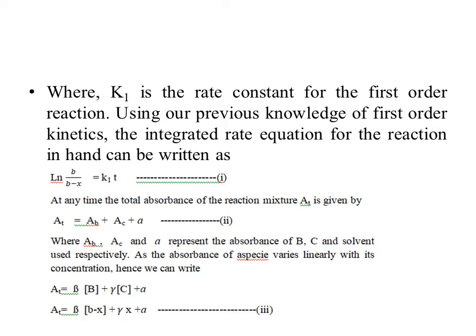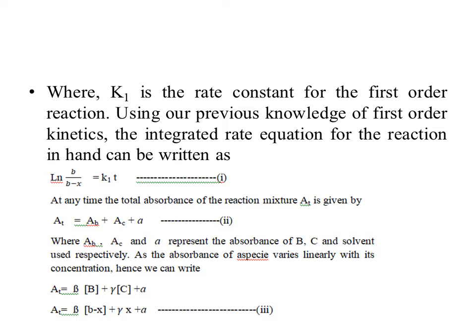Now, dear students, we have already discussed the kinetics of first order reaction in previous lectures, and using our previous knowledge of first order kinetics, the integrated rate equation for the reaction in hand can be written as log B over B minus X, that is equal to K1 into T. This is the integrated rate equation for the kinetics of first order reaction.